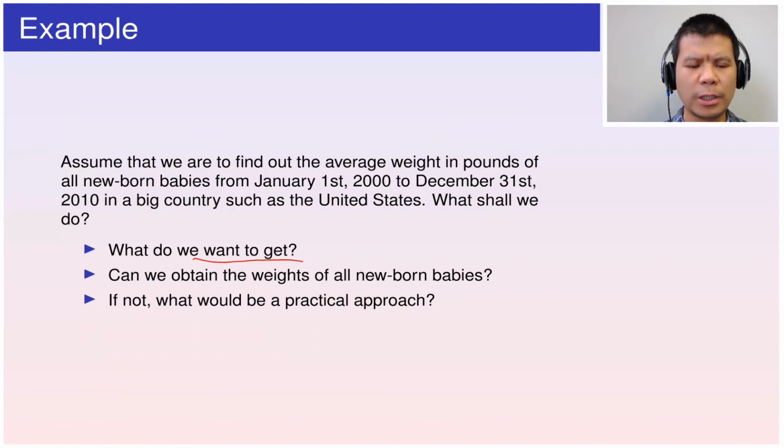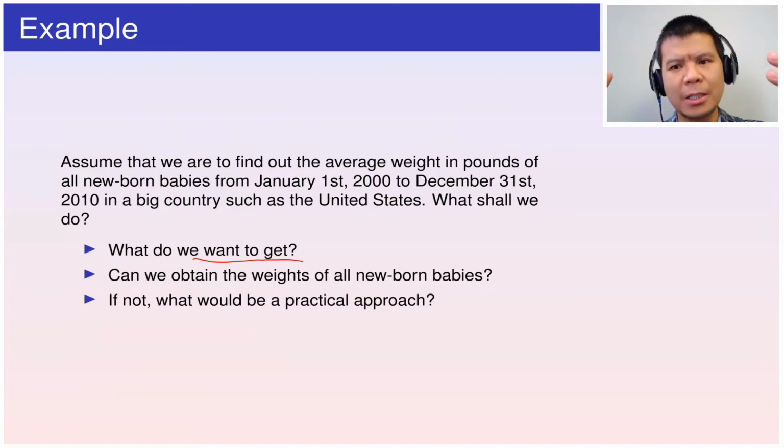In order to find the average, as we know, we can take the summation of the weights of all the newborn babies and divide it by the number of newborn babies during this time period, and then we get the average. That's basically what we usually do. To find the average of a set of numbers, we just add them up and divide by the number of values.